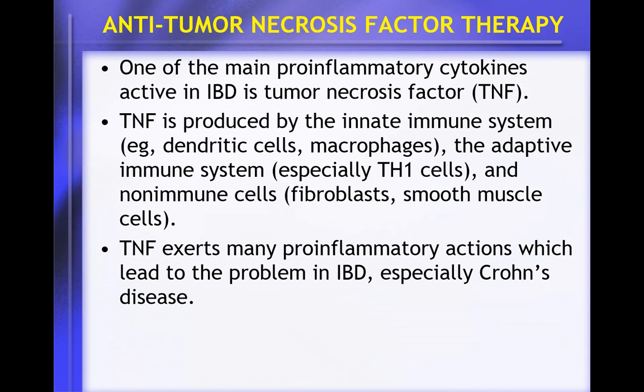This TNF is produced by the innate immune system, for example, dendritic cells and macrophages, and the adaptive immune system like helper T cells type 1, and non-immune cells like fibroblasts and smooth muscle cells. This TNF exerts many pro-inflammatory actions which lead to the inflammation in IBD, especially Crohn's disease.